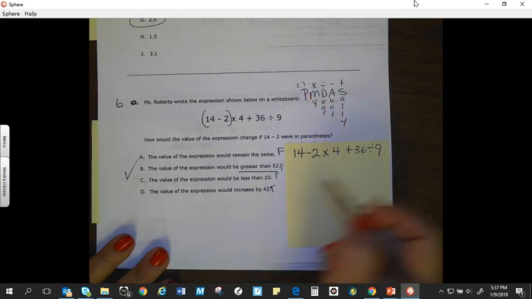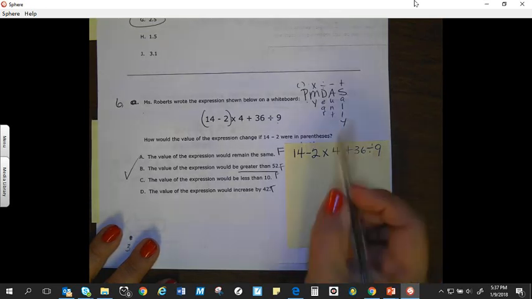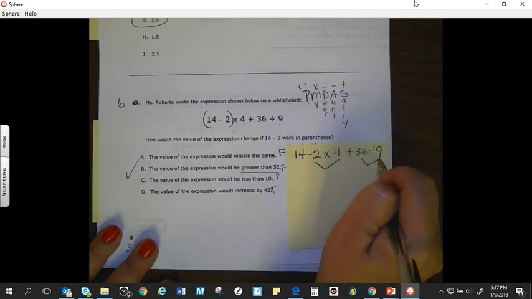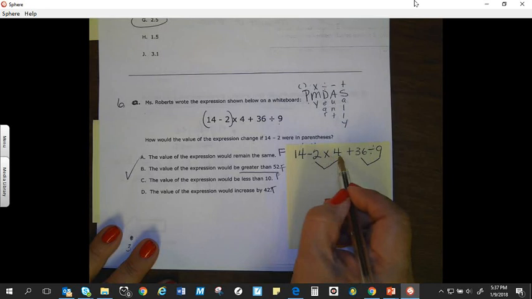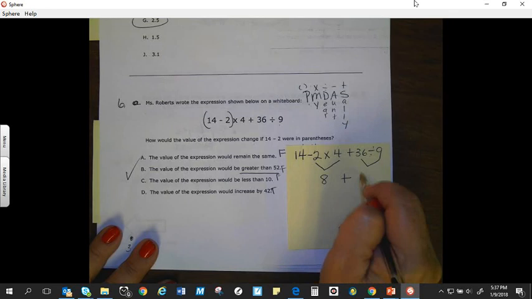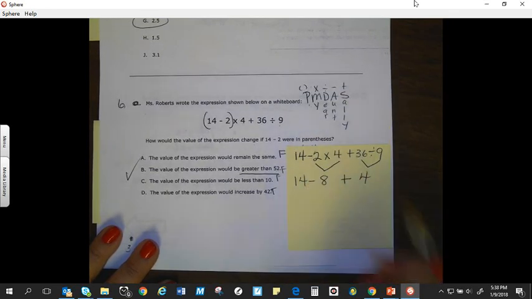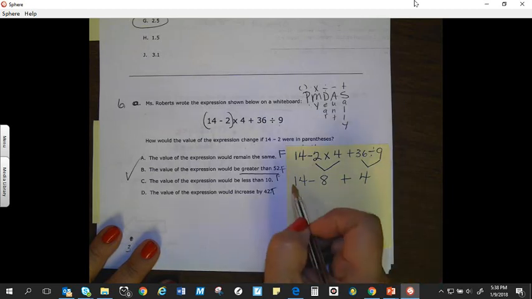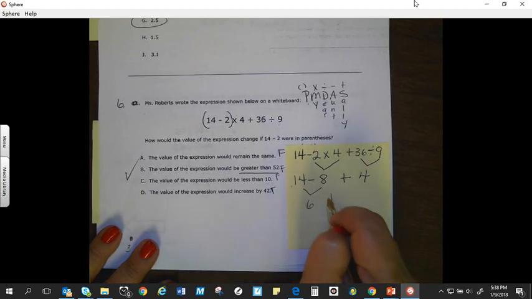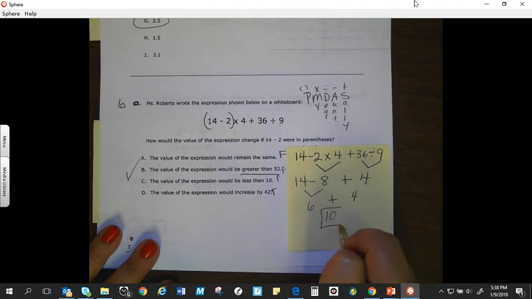So let's take a look at this one here. I'm going to look through, and do I find any multiplication or division? I do. I find there's 2 times 4 and 36 divided by 9. So 2 times 4 equals 8, plus 36 divided by 9 equals 4. And I'm going to start over, and it's 14 minus 8. So now I'm going to go from left to right. 14 minus 8 equals 6. Bring down my plus sign, bring down my 4. 6 plus 4 equals 10. And 10 is my answer.